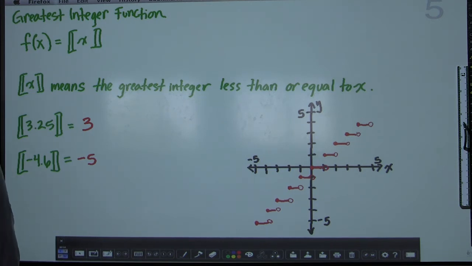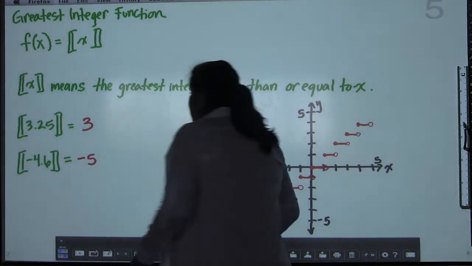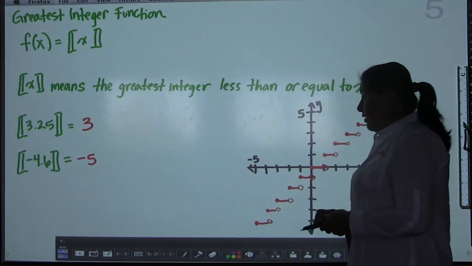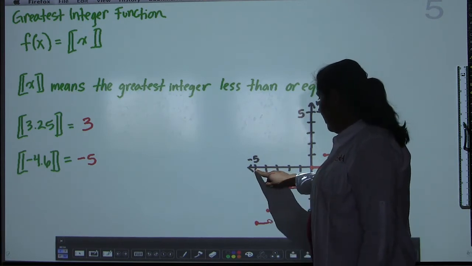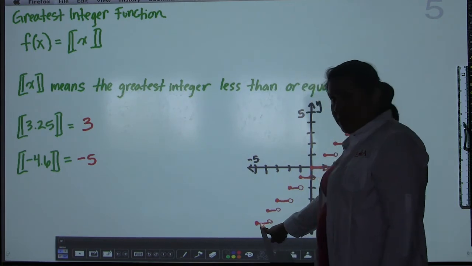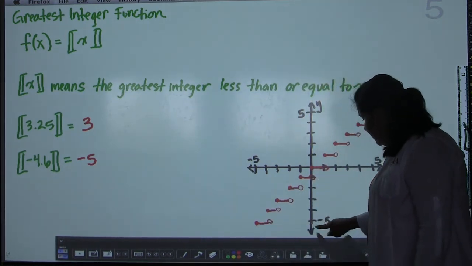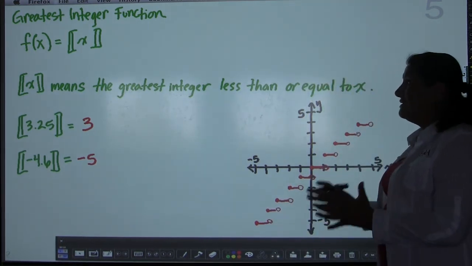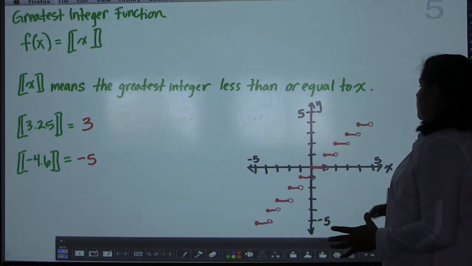So be careful there. A lot of times people want to put negative 4 because they think of negative 4 as being bigger, but actually negative 4 is bigger than negative 4.6. So it's negative 5, and again, if you go to your graph, negative 4.6 is somewhere between negative 4 and negative 5. So here's negative 4, negative 5, and somewhere in the middle. And if we go down to the graph, there's my y value, and if I go across here, my y value is negative 5.